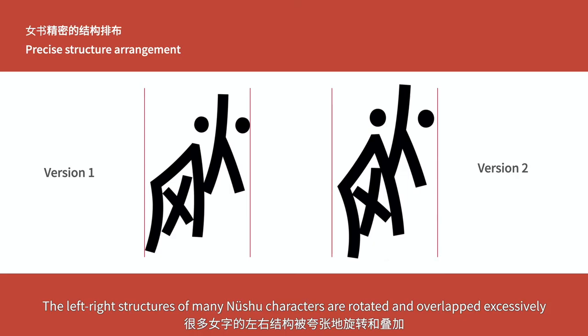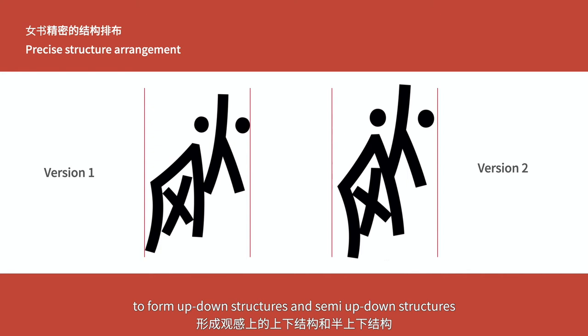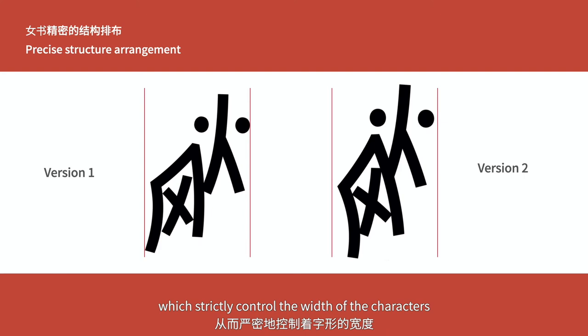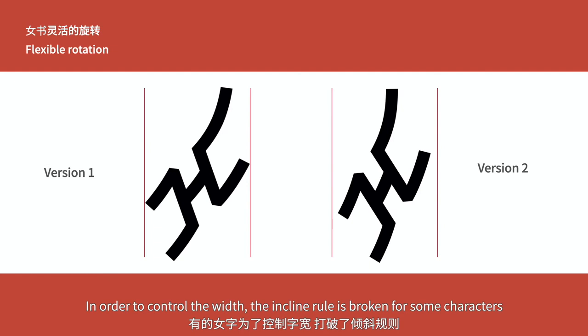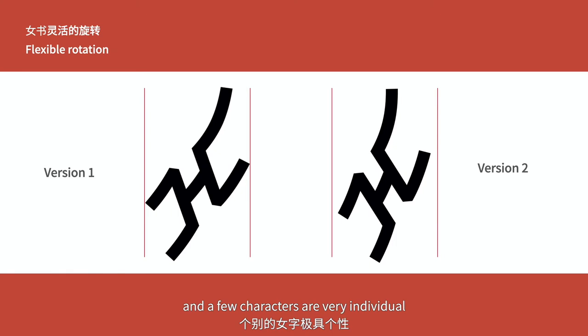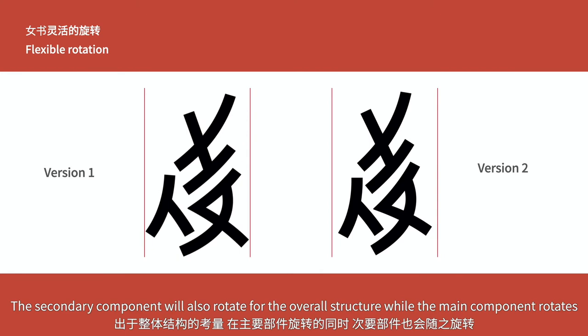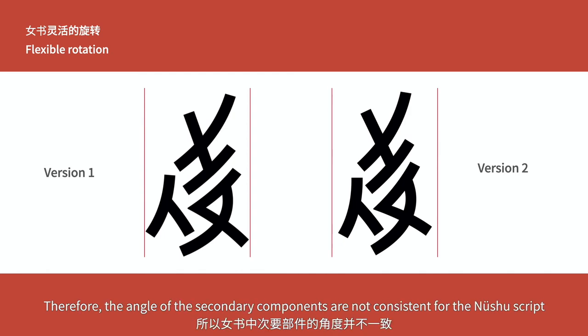The left-right structures of many Nüshu characters are rotated and overlapped excessively to form up-down structures and semi-up-down structures, which strictly controls the width of the characters. In order to control the width, the incline is broken for some characters, and a few characters are very individual. The secondary component will also rotate for the overall structure, while the main component rotates. Therefore, the angles of the secondary components are not consistent in the Nüshu script.